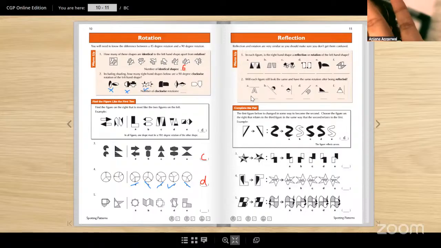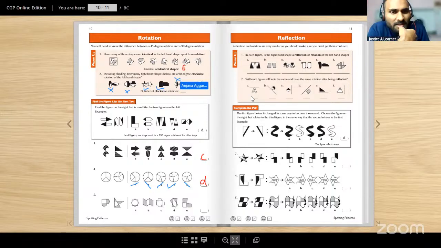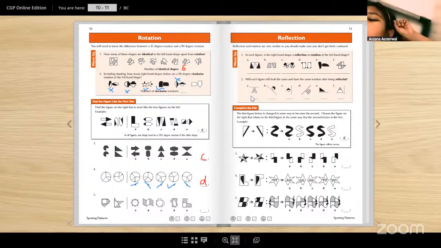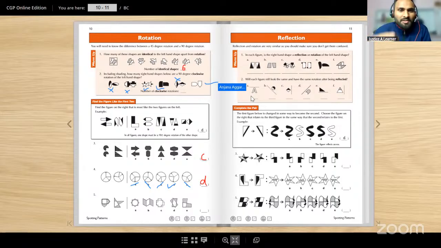Next, so this is correct. Okay, yeah. Next is incorrect because it's going anti-clockwise. That is incorrect. Okay. Next is correct. 90-degree rotation and clockwise. Those three.